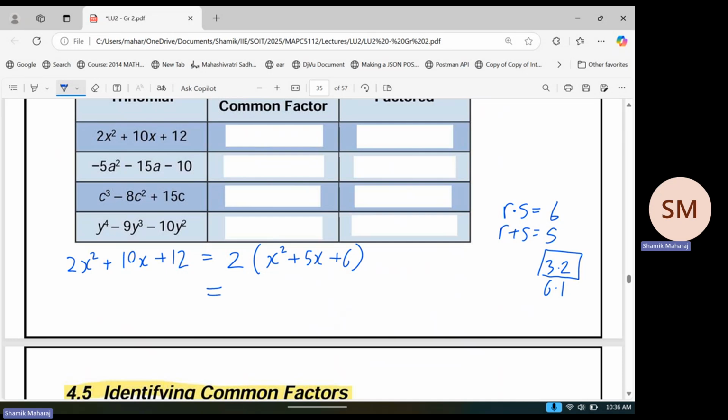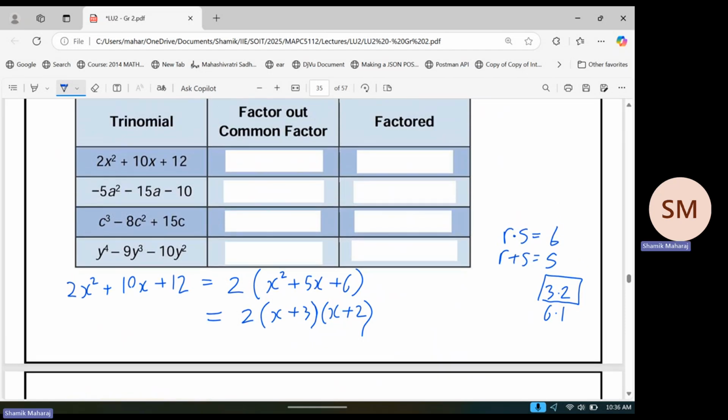So here we have 2 on the outside, so we keep it there. And then we write x plus 3, x plus 2. So just note, if you factor something out at the beginning, you just keep it there. Just don't get rid of it. Okay, and you guys can try these at home as well. Just same idea, factor something out, and then after that you can do your factorization of the trinomial.